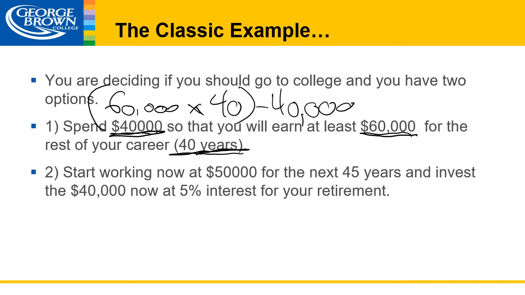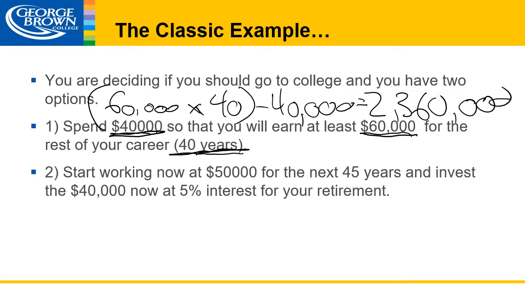If I put that into my calculator, I'm just going to do this real quick. 60,000 multiplied by 40, minus 40,000. We get $2,360,000 as an overall benefit for this particular option.